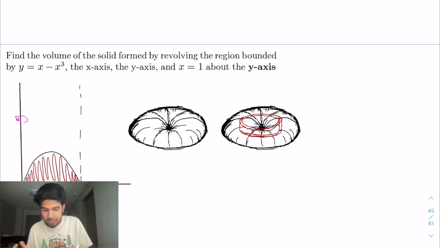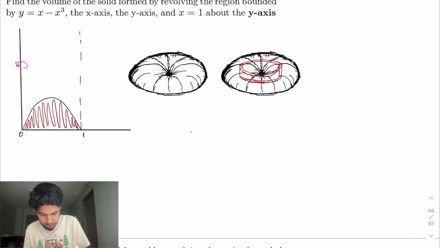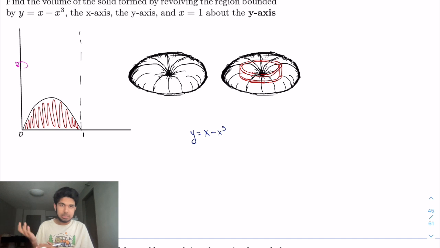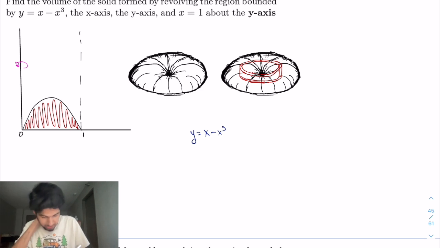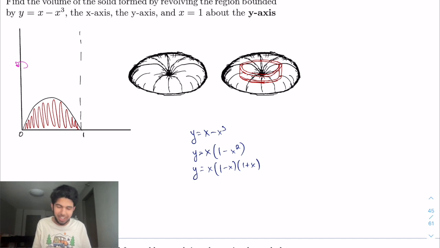Why are we using the shell method? Well, if you try to solve y equals x minus x cubed with the other methods, being the disk method and the washer method, you would have to solve for x in terms of y. So let's try that. We can try factoring out an x, 1 minus x squared, or even further. But now what? How do I solve for x in terms of y? I can't do it. So for that, we need the shell method.